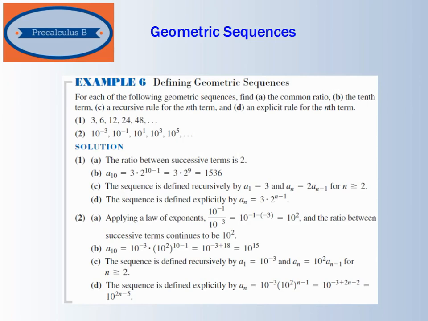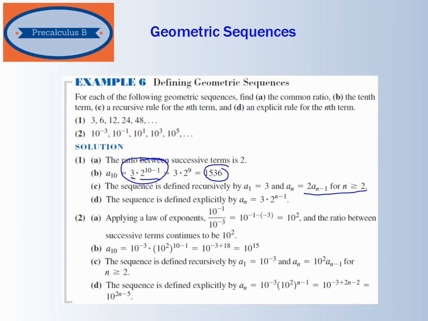To find the 10th term, we would take the first term, which is 3, and we would multiply it times that ratio 2 raised to the 10 minus 1, or 2 to the 9th. In doing so, we do 3 times 2 to the 9th, and it gives us 1,536. The recursive definition is simply taking that first term, a sub 1 is equal to 3, and then saying a sub n is just 2 times a sub n minus 1 for all n greater than or equal to 2. The explicit definition we see right here, when we try to find a sub 10, it's just going to be 3 times 2 to the n minus 1.